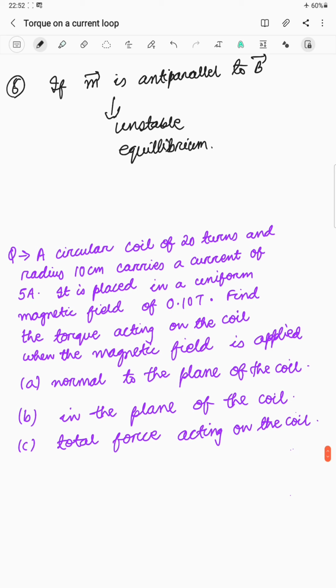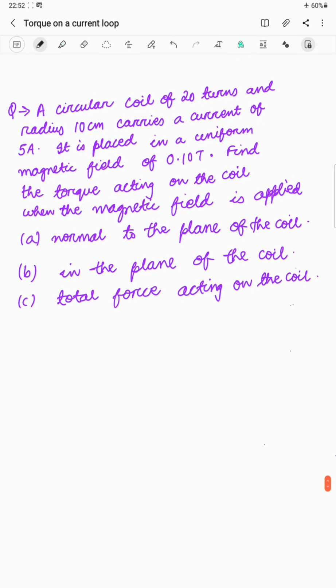Now what does this problem tell you? It tells of a circular coil. In the derivation I took a rectangular coil, here the coil is circular. So a circular coil of 20 turns and radius 10 centimeter carries a current of 5 ampere. It is placed in a uniform magnetic field of 0.10 Tesla. Find the torque acting on the coil when the magnetic field is applied normal to the plane and in the plane, and calculate the total force acting on the coil.